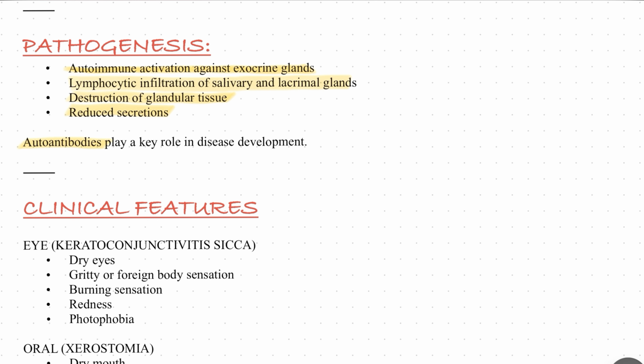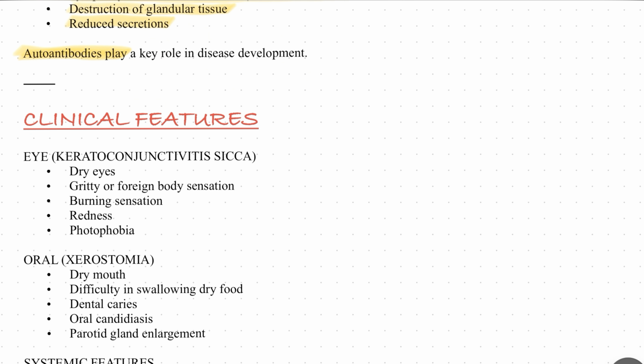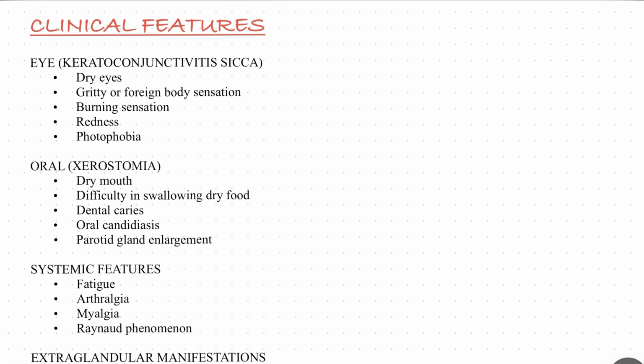Then coming to pathogenesis, there is autoimmune activation against exocrine glands, as we discussed, which leads to lymphocytic infiltration of salivary and lacrimal glands. These are good examples of exocrine glands, and it leads to destruction of glandular tissue. At the final stage, it causes reduced secretion. Just think, having a dry mouth the whole day, how it feels. For half an hour, you can't control your thirst. And this lady will be undergoing this for a long time. The key role in this disease development is autoantibodies. In rheumatology, just remember, most of the things will be related to antibodies.